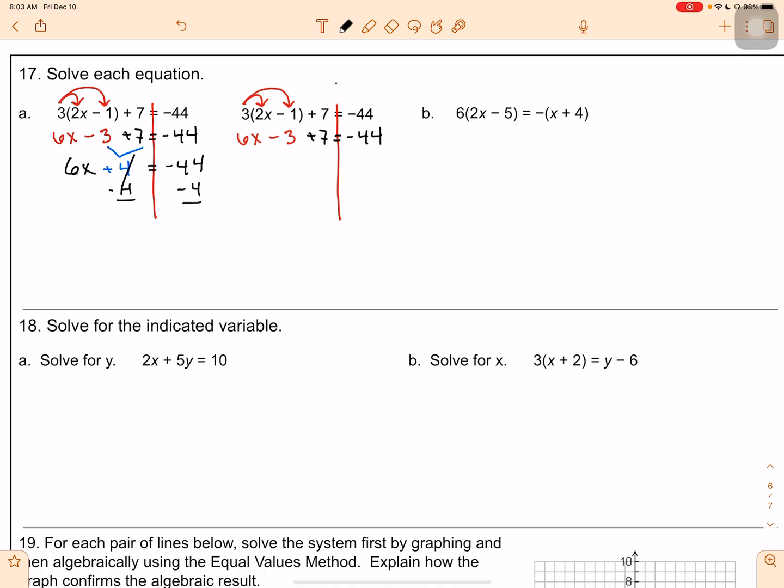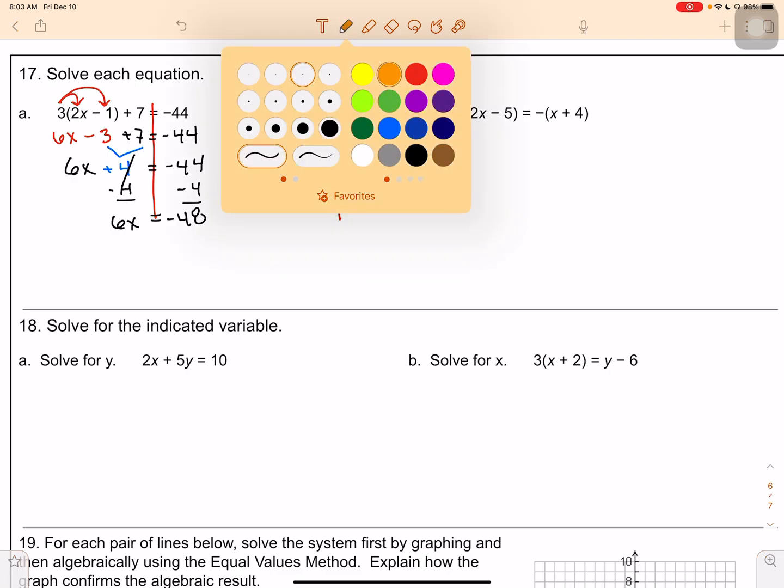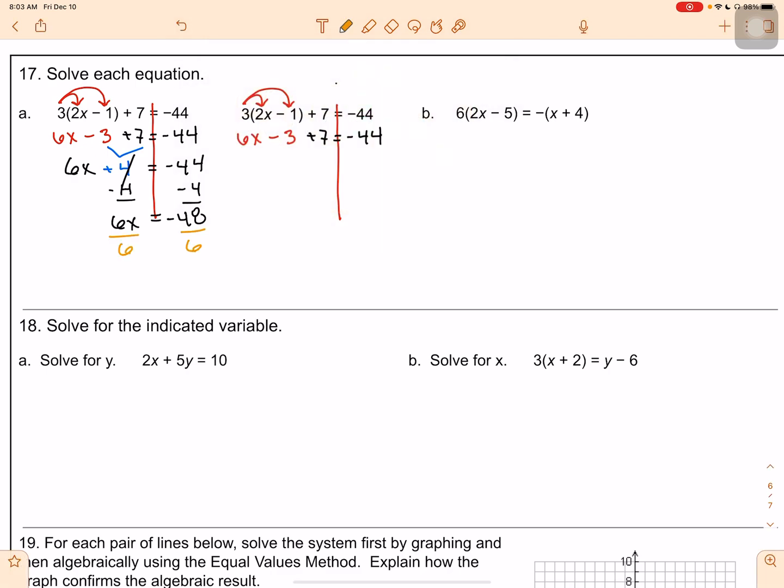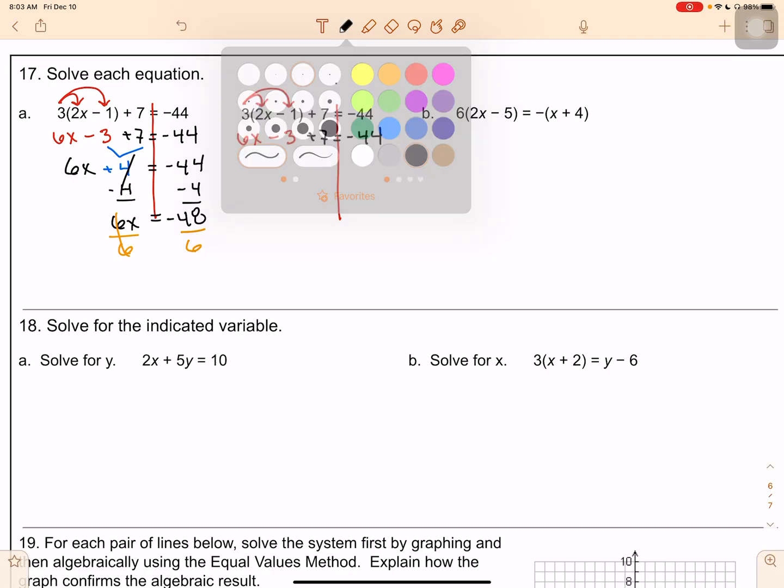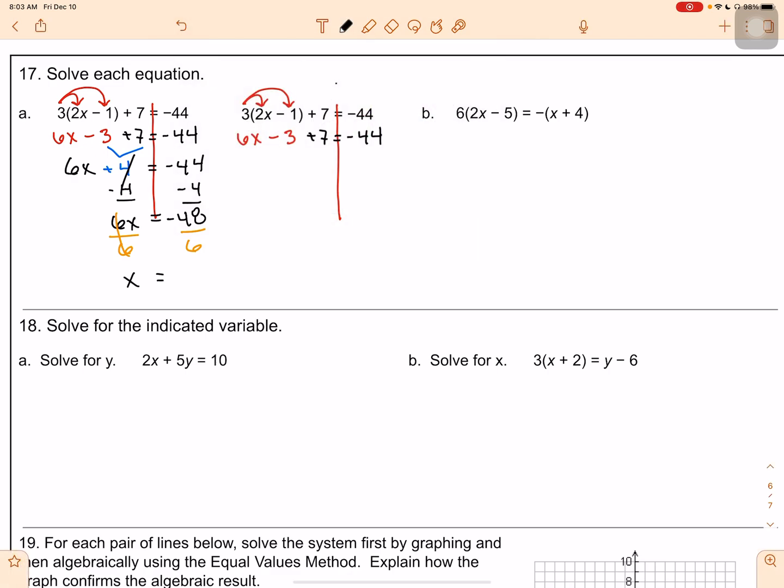Again, I'm going super fast, so I hope that you've tried this before watching this. Okay, equals -48. Divide both sides by 6 to undo the multiplication of 6 times x. X equals -8. Okay. And then there's the other thing where you can move all terms to one side.